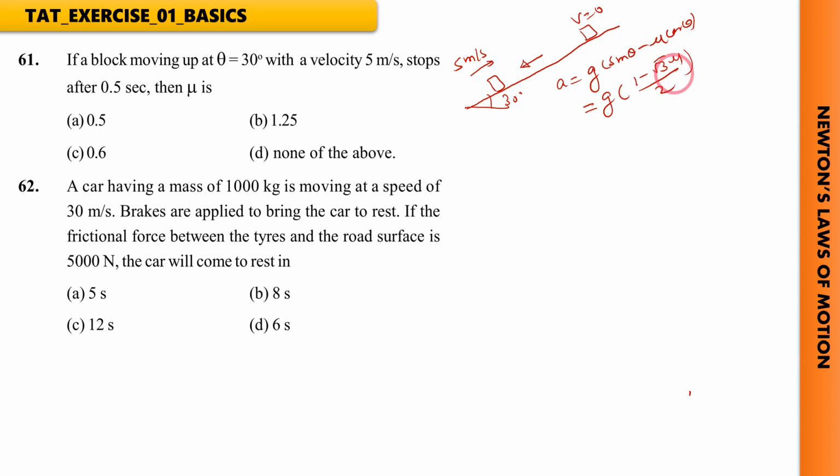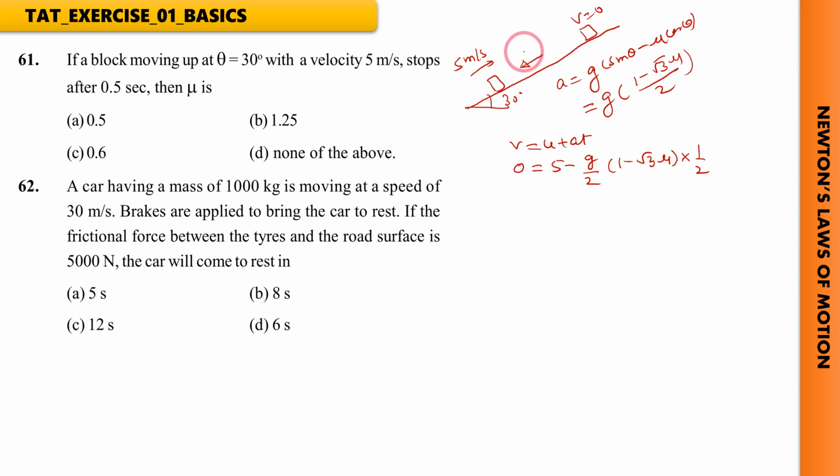So again v equals u plus at, and from there we get 0 equals 5 minus g by 2, 1 minus root 3 mu, into 1 by 2. So we need to simplify this expression. Okay, we have to make a change over here.